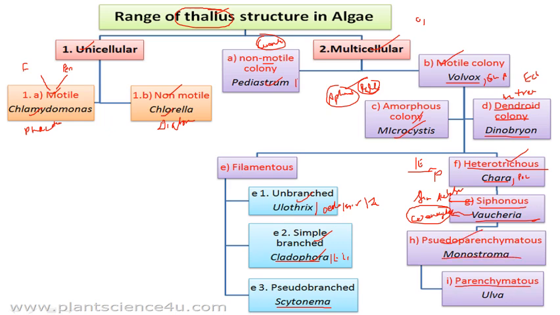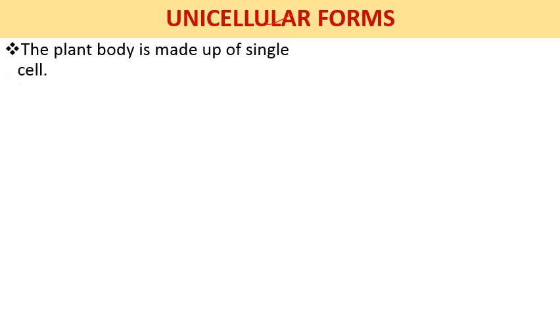Then we have parenchymatous form that is formed by the division in 2 dimensions. It includes the example Ulva, that is commonly known as sea lettuce or salad. So next slide I will discuss these forms in detail one by one. The first one is unicellular form. So the plant body is made up of single cell.